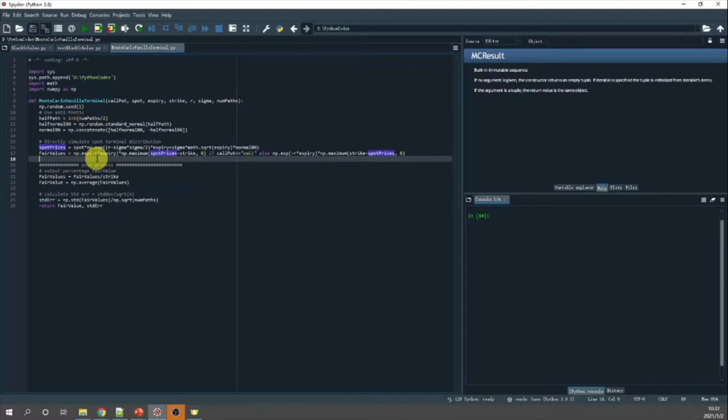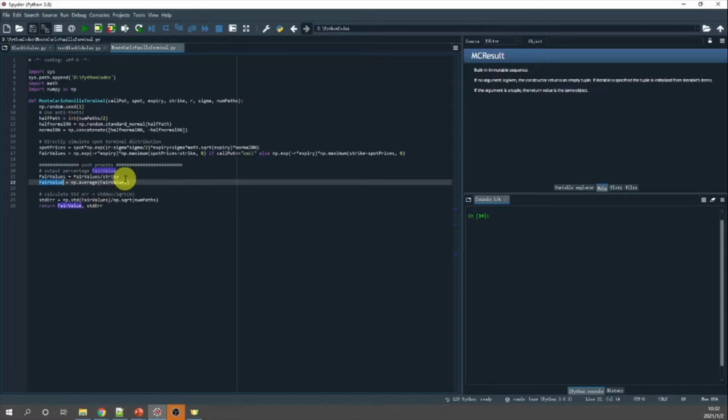Then I do some post-processing. Firstly, I divide the fair values by strike. This will normalize the fair value. I will show the fair value in percentage terms, because only percentage fair value makes sense. Then I take the average over all the paths. This will give me the fair value that I want.